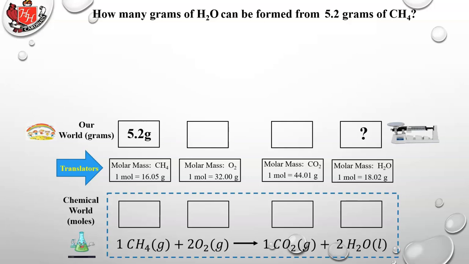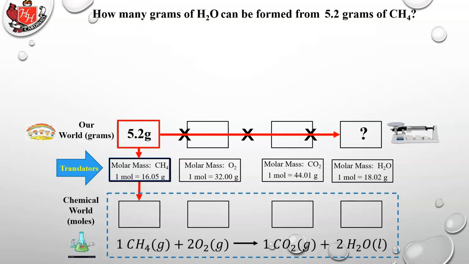So the question is, can we go straight across? And the answer is no. We don't have any relationships between grams of CH4 and grams of H2O or any other number of grams. So the only way we can do it is to go down into the chemical equation, and like this, we're going to go through the molar mass.